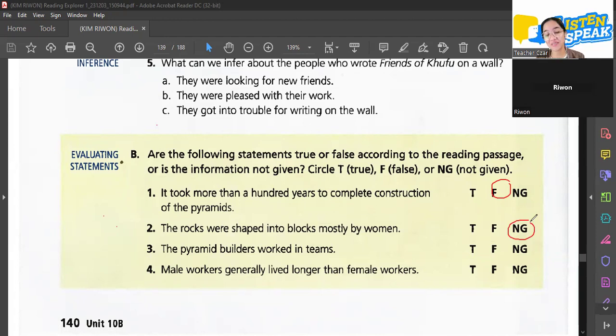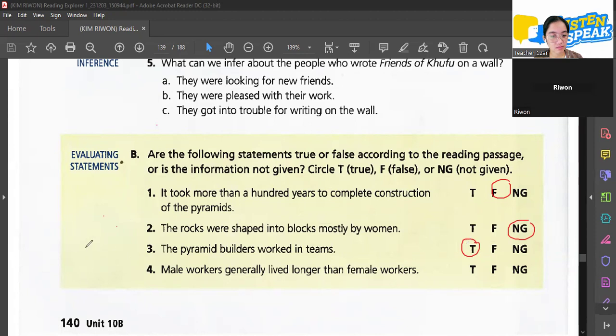Okay, let's have number 3. The pyramid builders worked in teams. True. Yes, it is. And sometimes they also compete with each other. Okay, number 4.